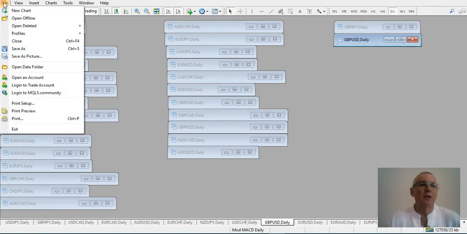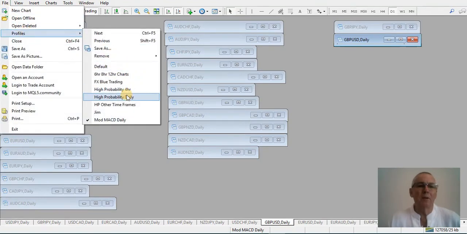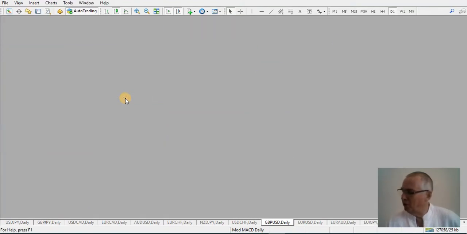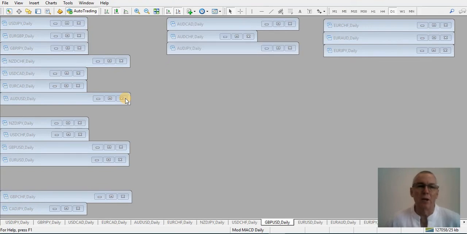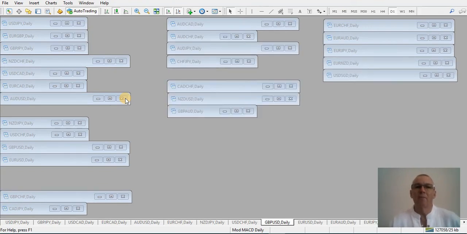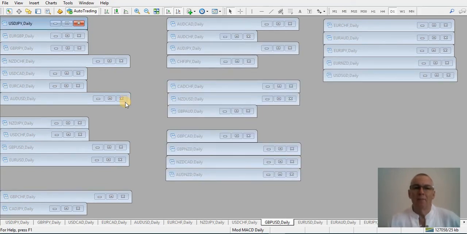Let's switch over to the daily high probability charts. A bit more action on them, but it's just more trade management. There's no new trades this morning at all.